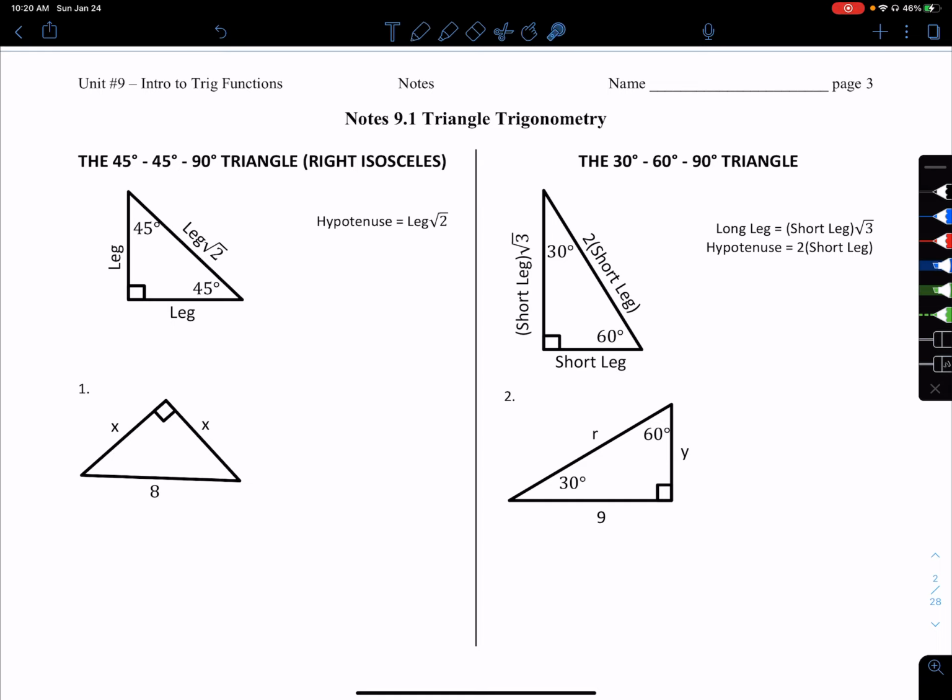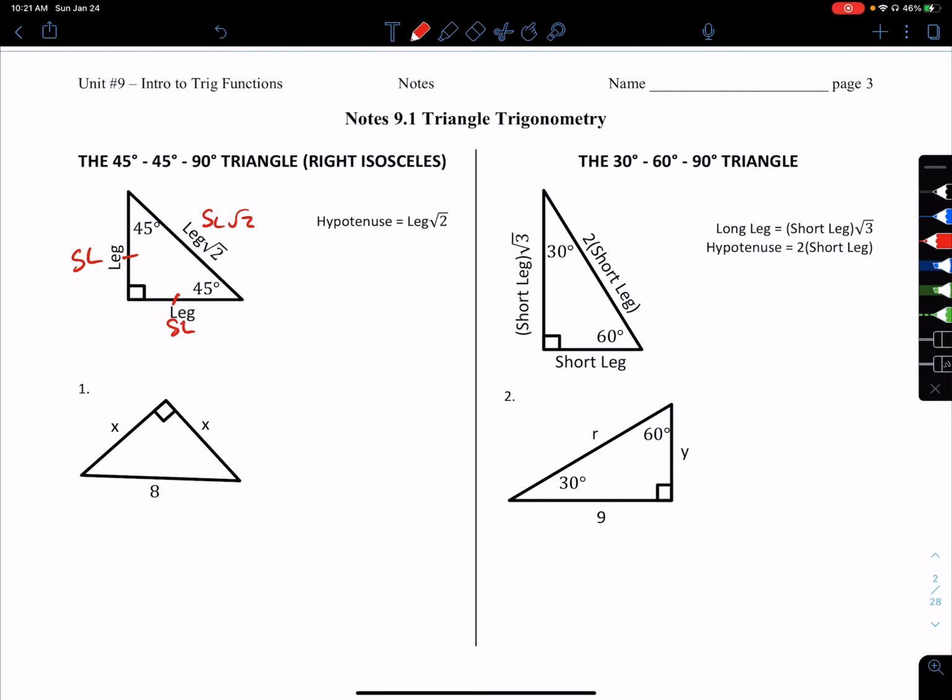The first is the 45, 45, 90. That's a right isosceles triangle. In every 45, 45, 90, the two legs have to be the same length, which I'm going to call from here on out SL for short leg. The hypotenuse is always the same length as the short leg times the square root of 2. Let's look at an example.